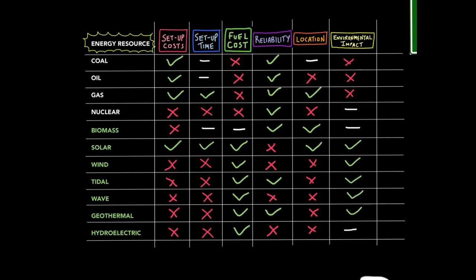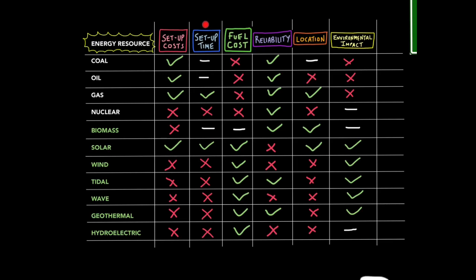Biomass I've also given a neutral because it requires a lot of land to grow the crops. And if we don't grow enough crops, then the carbon dioxide they release when burnt will not match the level of carbon dioxide taken in through photosynthesis, so they're not always carbon neutral. All the others largely are concerned with visual and noise pollution, which aren't as great a deal as atmospheric pollution. Again, hydroelectric, because it can cause catastrophes, I've given it a neutral rating.